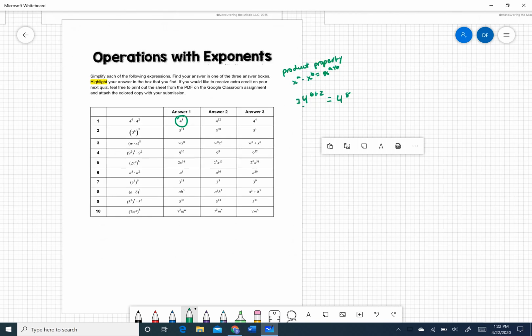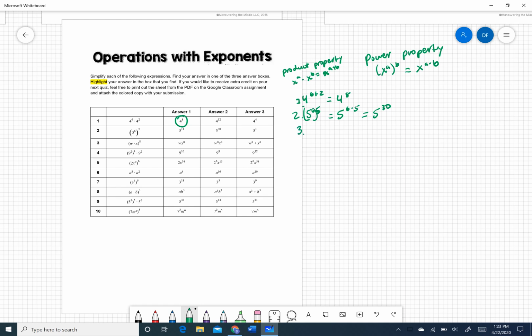All right, so let's look at number 2. For number 2, I'm being asked 5 to the 6th to the 5th power. So this is now my power property, my power of a power, right? And this says that when I have x to the a to the b power, this becomes x to the a times b. So in this case I have 5 to the 6th to the 5th power. So this becomes 5 to the 6th times 5. So this is 5 to the 30th power.